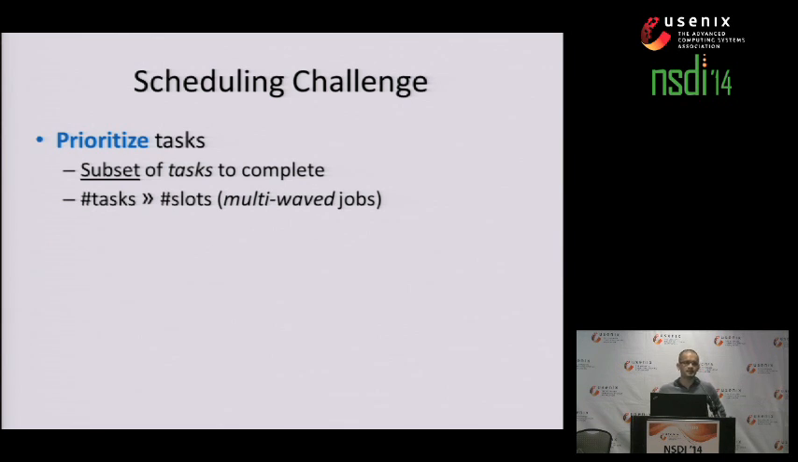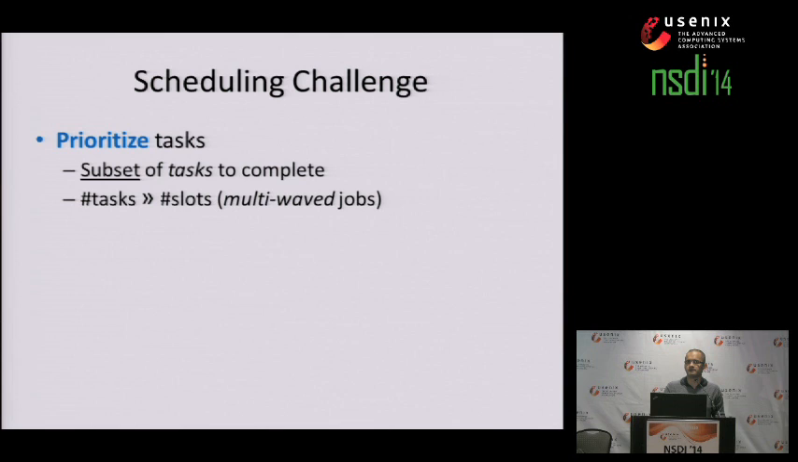Typically, the accuracy of the result is proportional to the number of tasks finished, and a task is the finest granularity of computation that the framework sees. Also, the number of tasks is much higher than the number of slots that are available in the cluster, hence only a fraction of them run at a time. We call them multi-wave jobs, if you would.